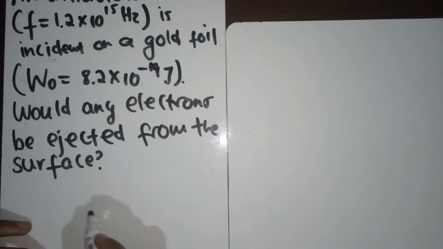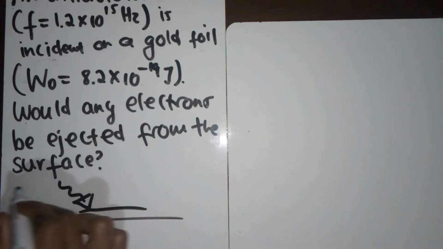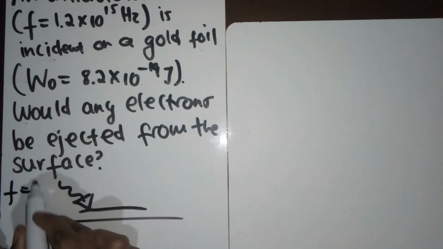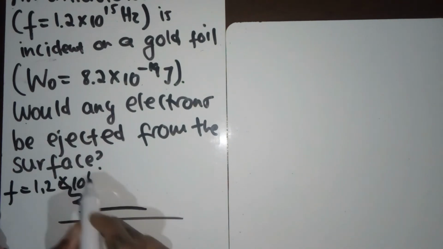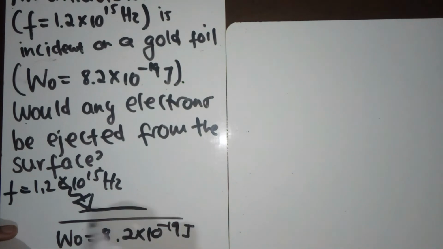So we have a gold foil right there, and then we have the incoming radiation, and the frequency of which is given there as 1.2 multiplied by 10 to the power of 15 hertz, and this is gold that has a work function of 8.2 multiplied by 10 to the power of minus 19 joules. So now they're asking if there are electrons here, would they be ejected?